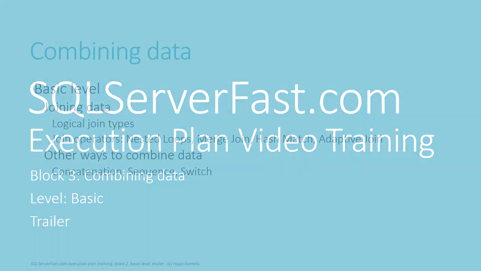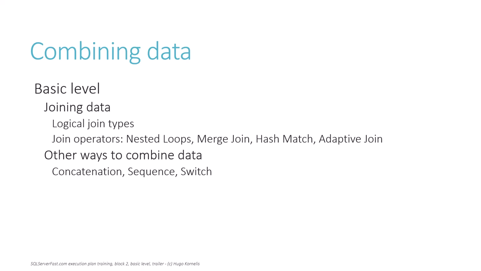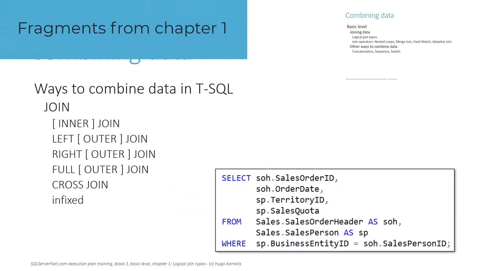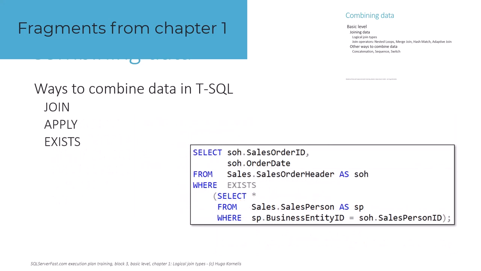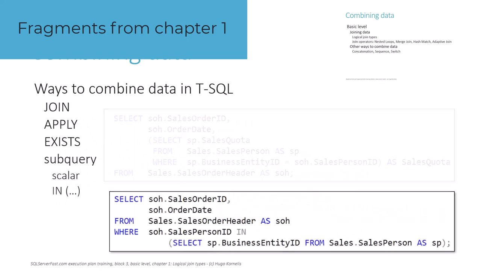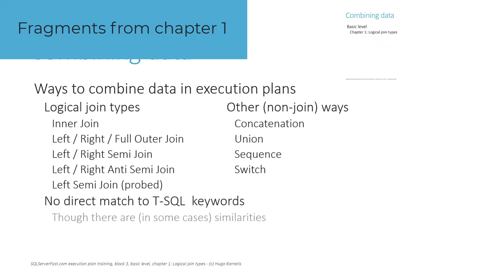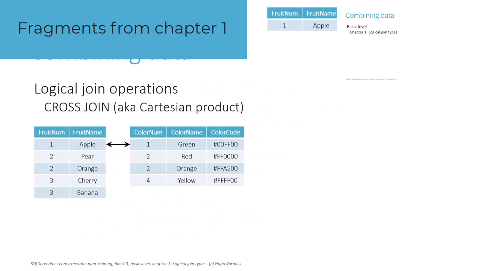The third block of this course covers the various ways SQL Server can use to combine data from multiple sources. This block has a strong focus on join operators because they can often be a source of bad performance. Before diving into the operators, we first explain the very important notion of logical join types. A change of join type affects the results that a join operator returns.